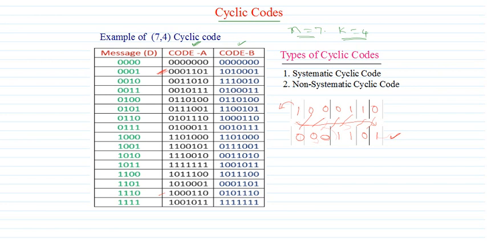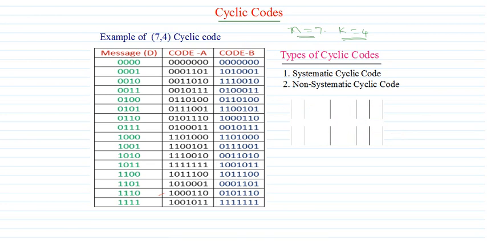The same thing holds good for any code vector here. If you choose any code vector and give either a right cyclic shift or a left cyclic shift, the resultant code vector will also exist in this block code. It will be one of the code vectors in the given block code. Then I can say it is a cyclic code. Now let us verify whether block code B is a cyclic code or not. Again we will repeat the same process.